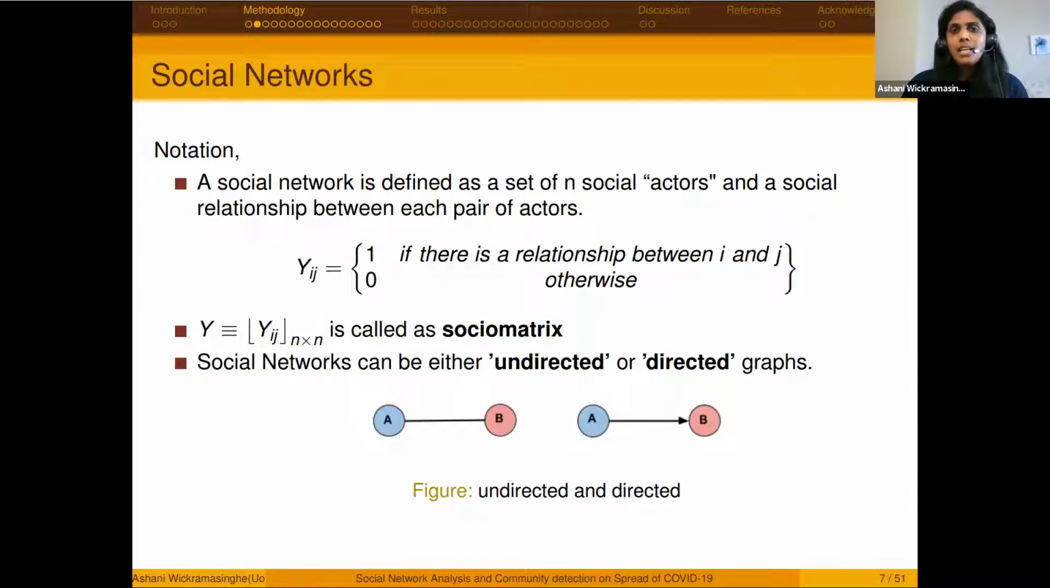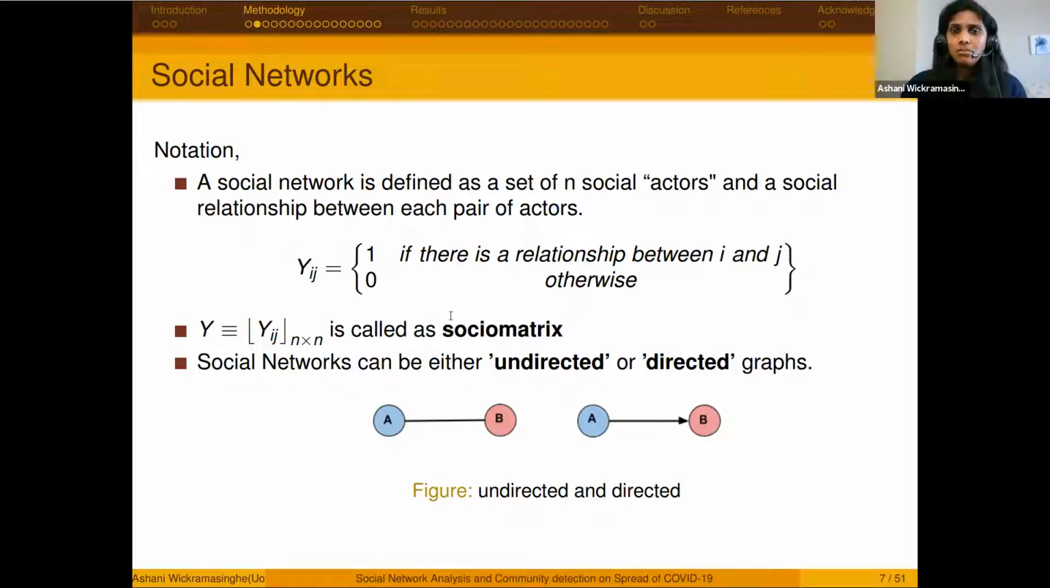So here I will explain what is a social network. A social network is defined as a set of n social actors and a social relationship between each pair of actors. Actually, this actor need not always be a person. It can be a location, book, building, or any object where we can develop a relationship between them.